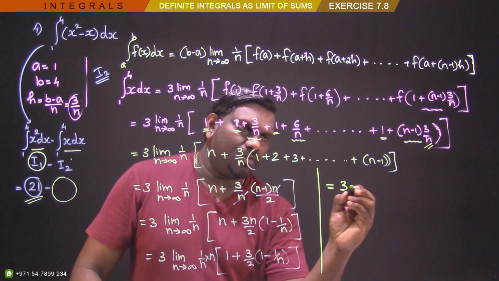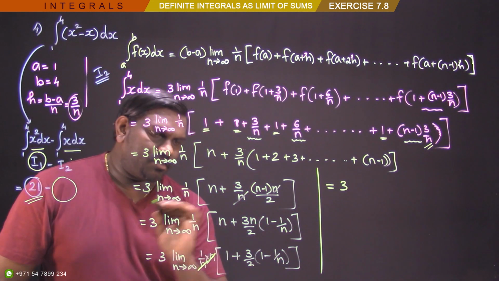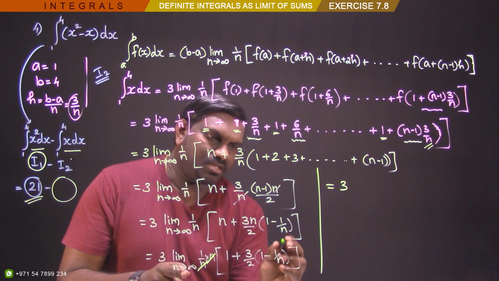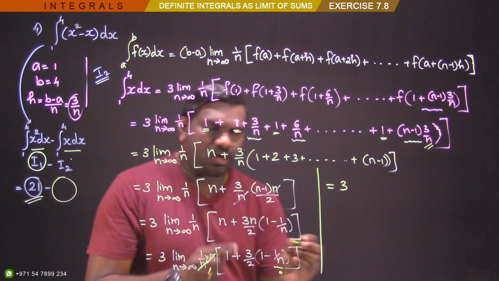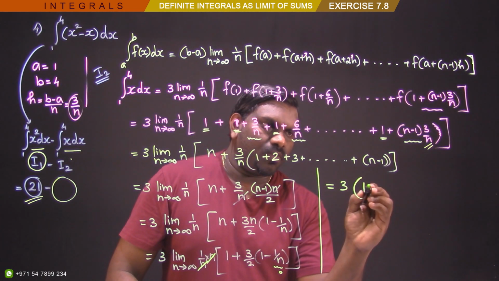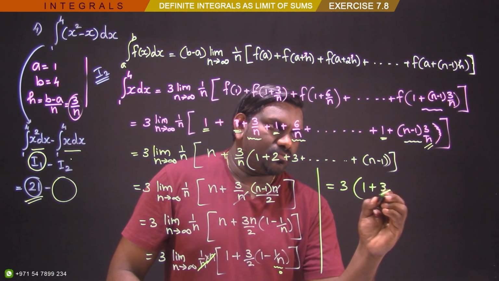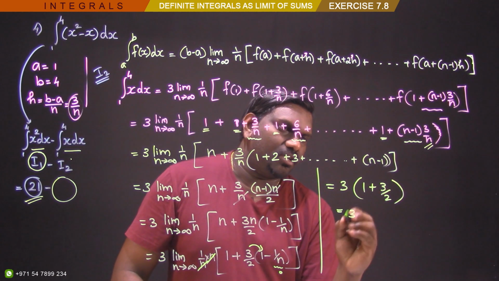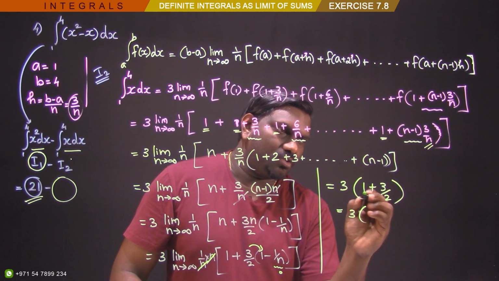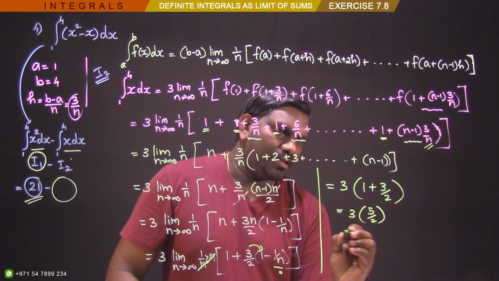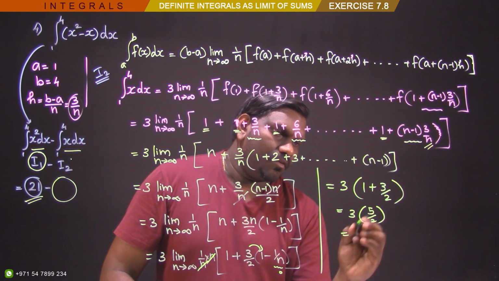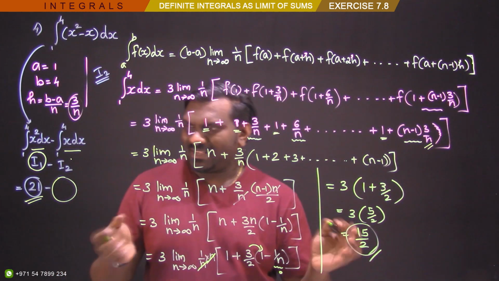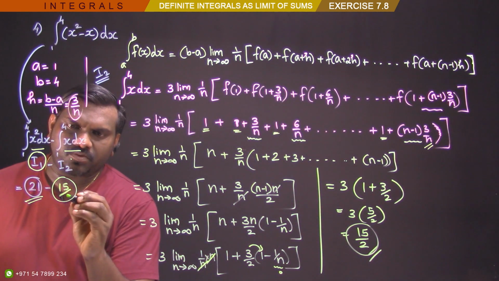So that means that is equal to, if I just cancel it, dear, that is gone, and now apply the limit n tending to infinity. So this whole term is going to be 0. So what will I be getting? 3 into 1 plus 3 by 2, because it goes inside and you'll get only 3 by 2. Fine. So that is equal to 3 into 5 by 2, and that is going to be 15 by 2. So here it is 15 by 2, dear.